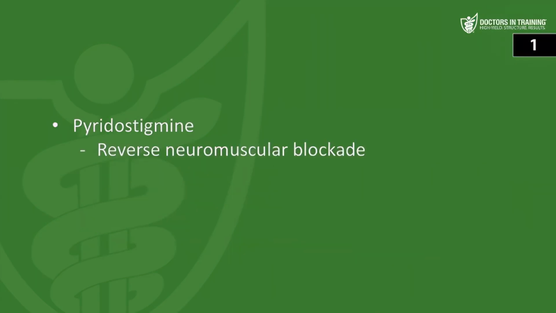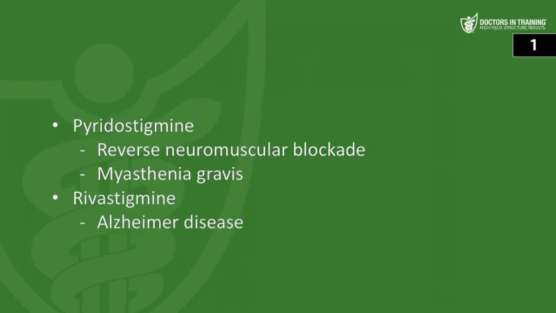Pyridostigmine. That's used to reverse neuromuscular blockade, also to treat myasthenia gravis. Remember the mnemonic, pyridostigmine gets rid of myasthenia. But pyridostigmine lasts much longer than neostigmine. And then rivastigmine is used to treat Alzheimer's disease.